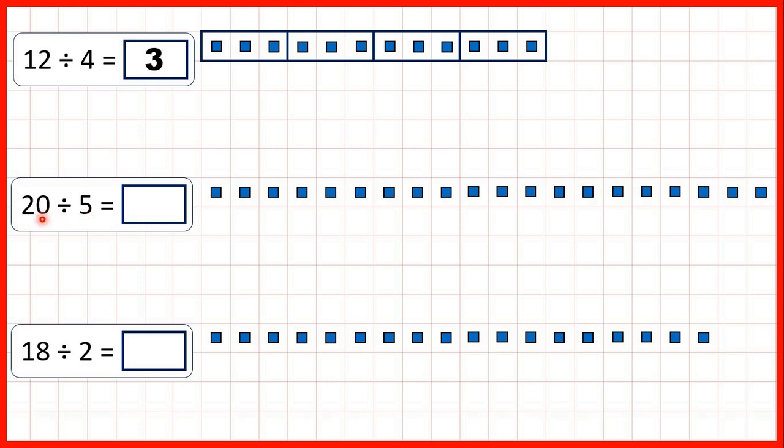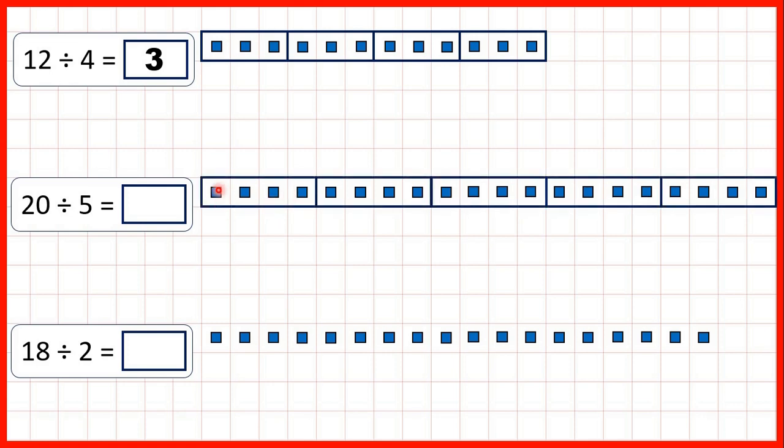Now we have 20 divided by 5. So if we make 5 groups from our 20 counters, how many counters will we have in each group? Well, we'll have 4 counters in each of our groups, so our answer is 4. Notice when we divide, we need to have the same number of counters in each group. We can't have one group with 5 counters and another with 3, because with division, we need to share equally.